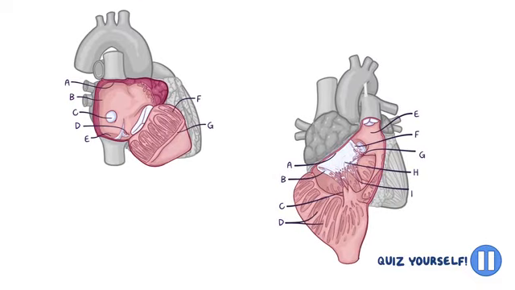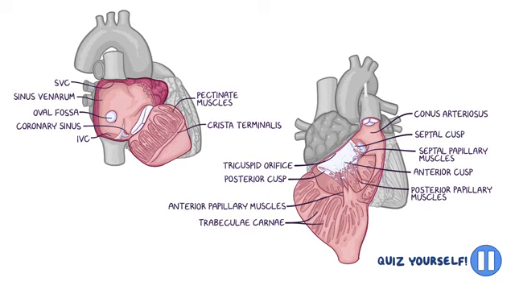Okay, now let's pause for a heartbeat and see if you can identify the structures that make up the right atrium and ventricle. Okay, if you didn't get them all right, no worries.